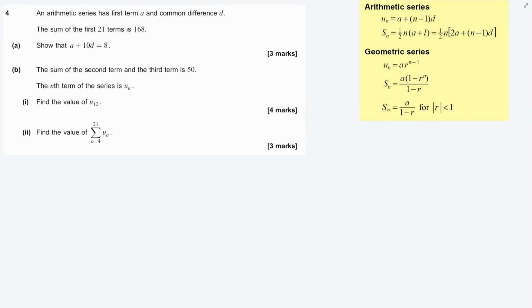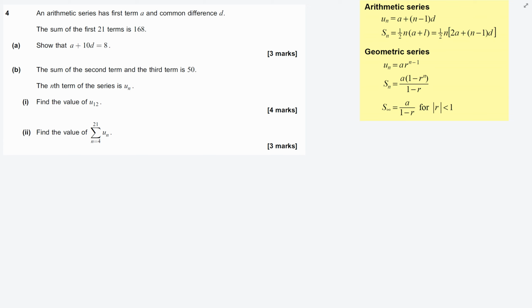Arithmetic series question. The bit in yellow that you can see on the right hand side there is just a snippet from the formula book of the formulas for arithmetic series and geometric series. So what have we been told? We've been told that the sum of the first 21 terms is 168. Show that a plus 10d equals 8.